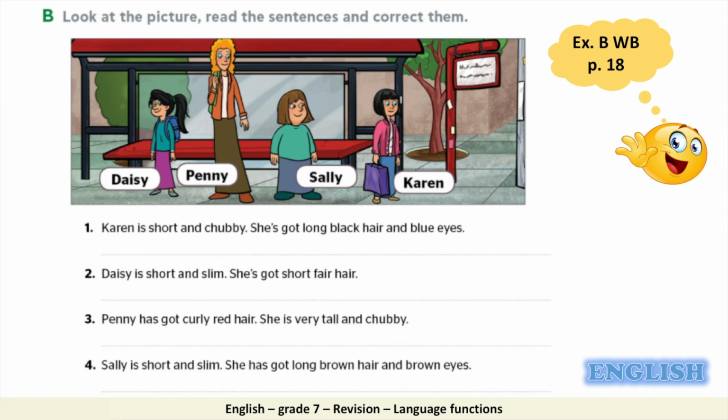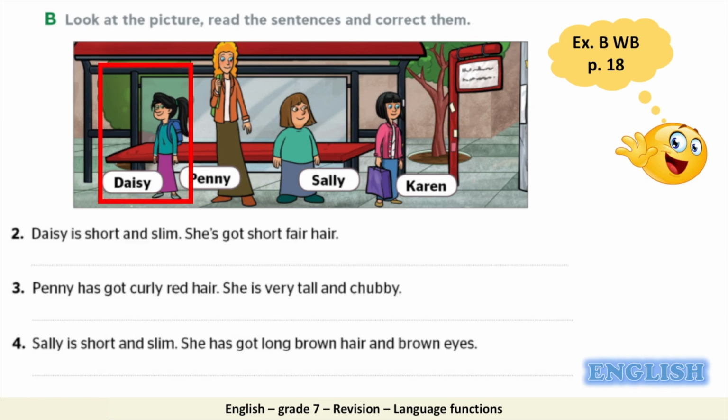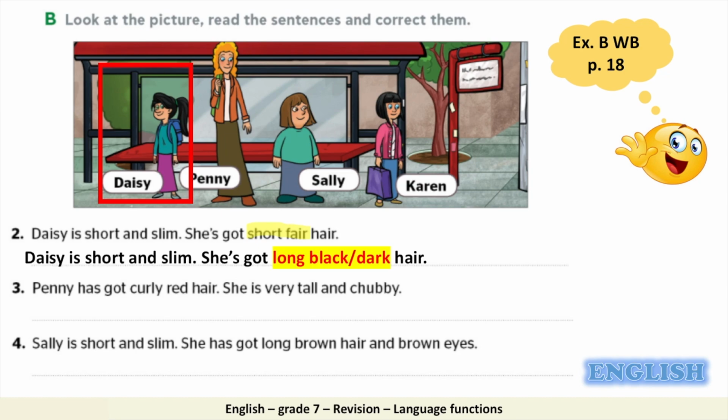Alright, let's see how well you did in this exercise. Sentence number 2. Daisy is short and slim. She's got short fair hair. In the picture, Daisy's hair is not fair. It's not short too. So the correct answer is Daisy is short and slim. She's got long black or dark hair.